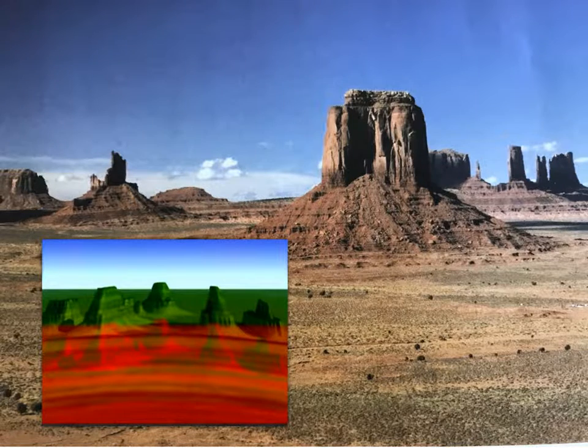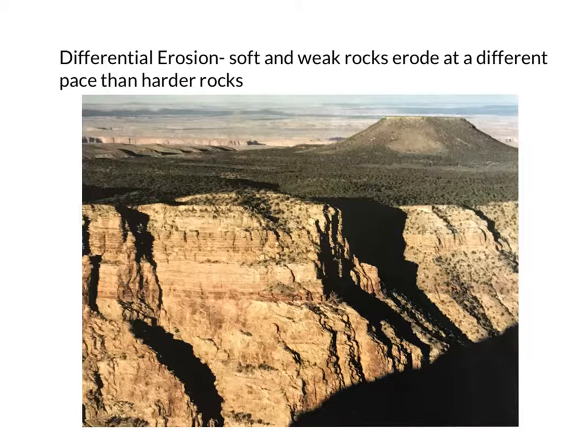Tomorrow when we come in here, we're going to start with this image. The process that we're referring to is called differential erosion. So differential erosion is where we have erosion occurring but at different paces. The hard rock doesn't erode as fast. The soft rock erodes much quicker.